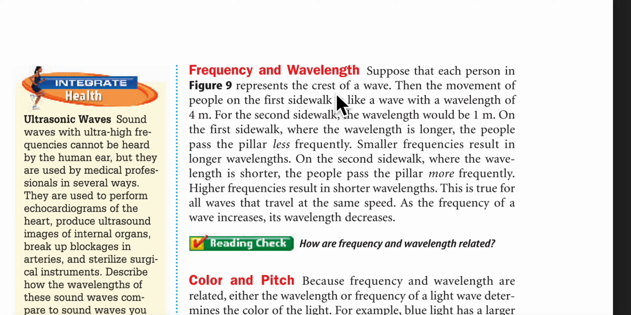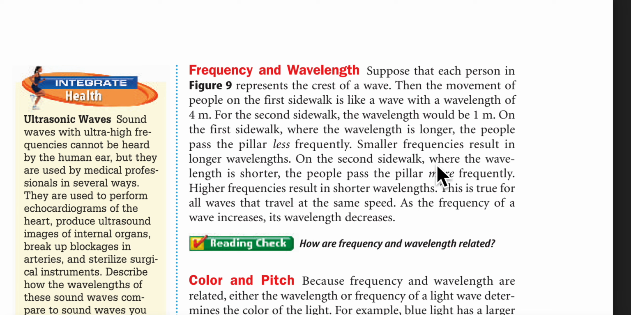So next talks about frequency and wavelength. Suppose that each person in Figure 9 represents the crest of a wave. Then the people on the first sidewalk are like a wavelength of 4 meters. For the second sidewalk, the wavelength would be 1 meter. On the first sidewalk, where the wavelength is longer, the people pass the pillar less frequently. Smaller frequencies result in longer wavelengths.